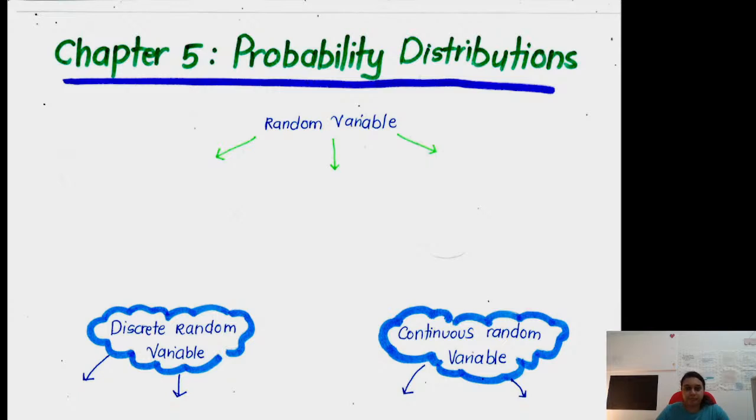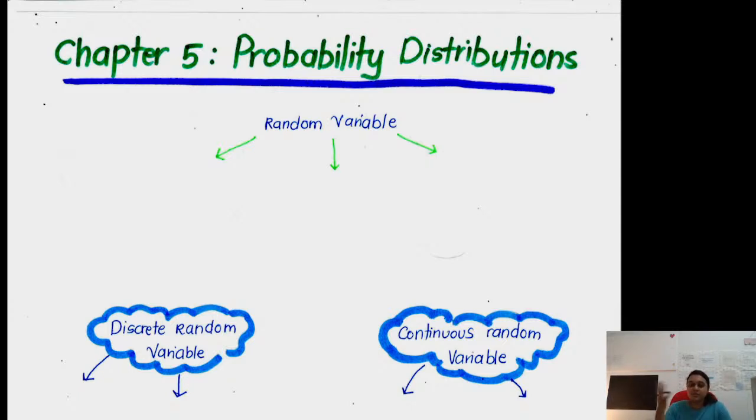Okay, right. We should start with the first part, 5.1. So today we're going to focus on 5.1, which is random variable. Under random variable, we're going to learn two types, which are discrete and continuous. So first of all, what is a random variable and why are you learning this chapter?